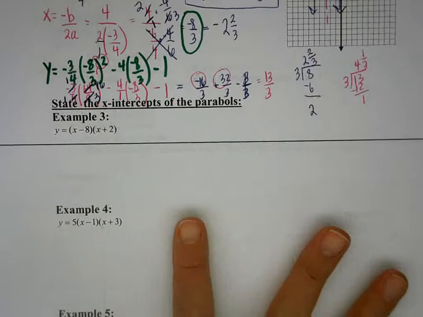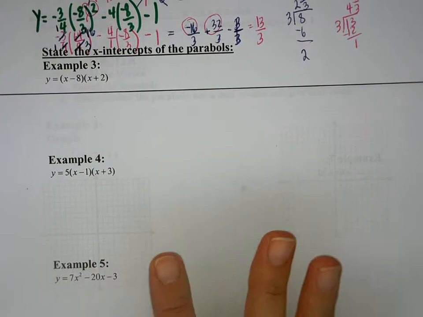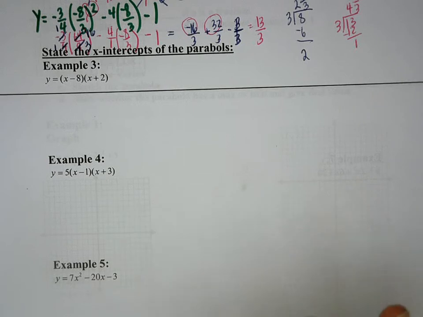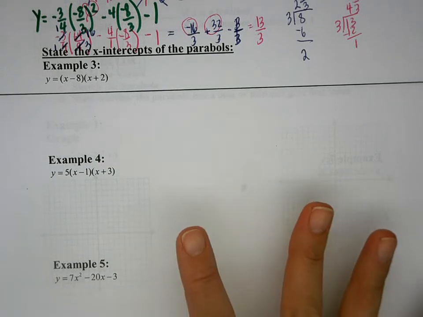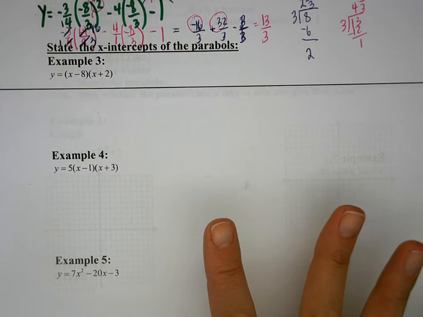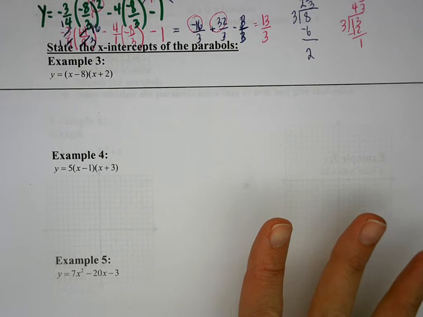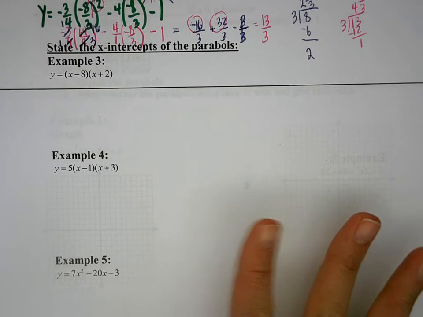State the x-intercepts of the parabolas. We've already talked about this. We've already been finding x-intercepts, right? Wait, do we do the box method? No. You're not going to do the box method on this. Why not? It's already factored right now. And when we're finding our x-intercepts, we factor and set our factors equal to 0 in order to find your x-intercepts.